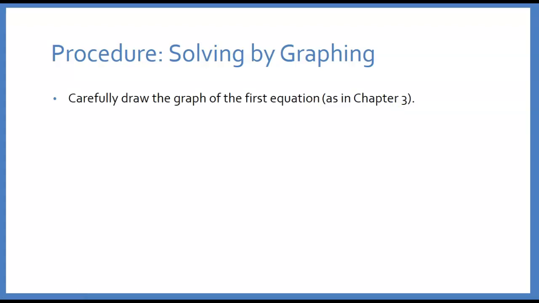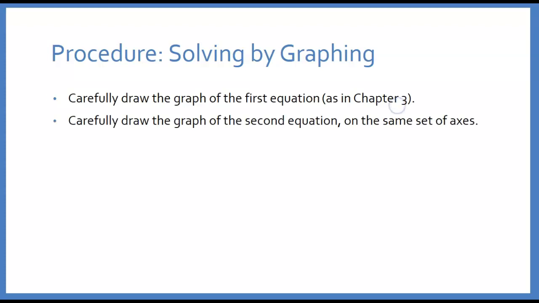So here's the procedure for solving a system of equations by graphing. First, carefully draw the graph of the first equation, as explained in Chapter 3. Then, carefully draw the graph of the second equation on the same set of axes. I say carefully because you need the points all in the exact right place so that you will be able to see where the two lines that you come up with cross, if they do.